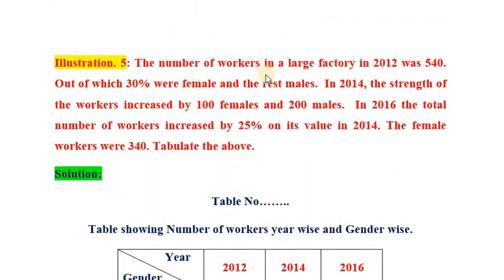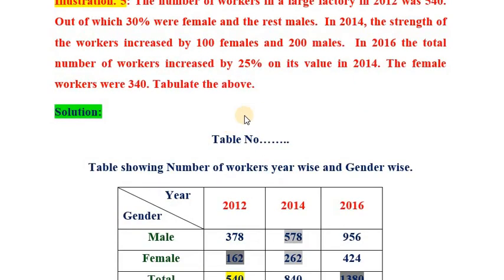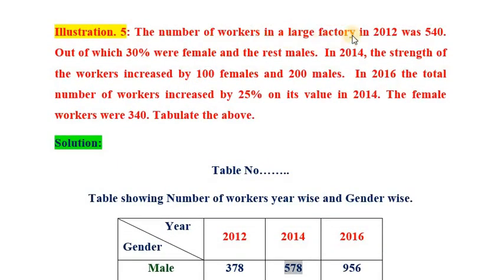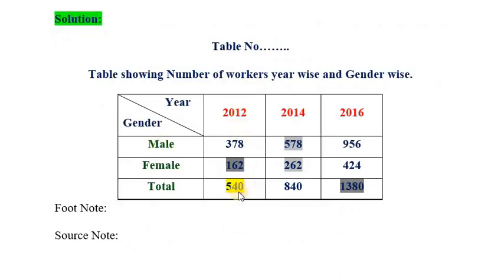And now, from the available information, let us pick out the data that could be put in the table accordingly. When we go again to the problem, in the year 2012, there were 540 workers. So this cell, I have highlighted here in yellow color.